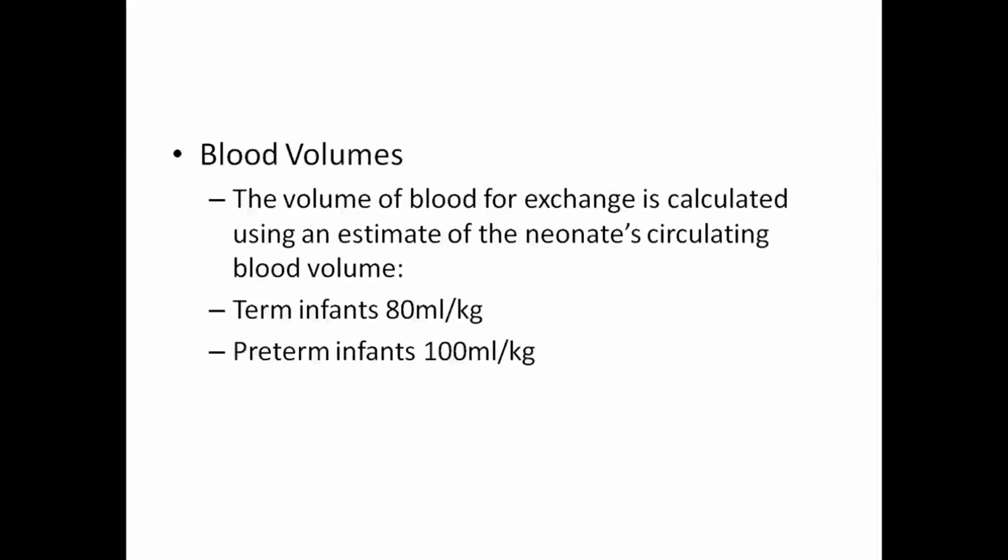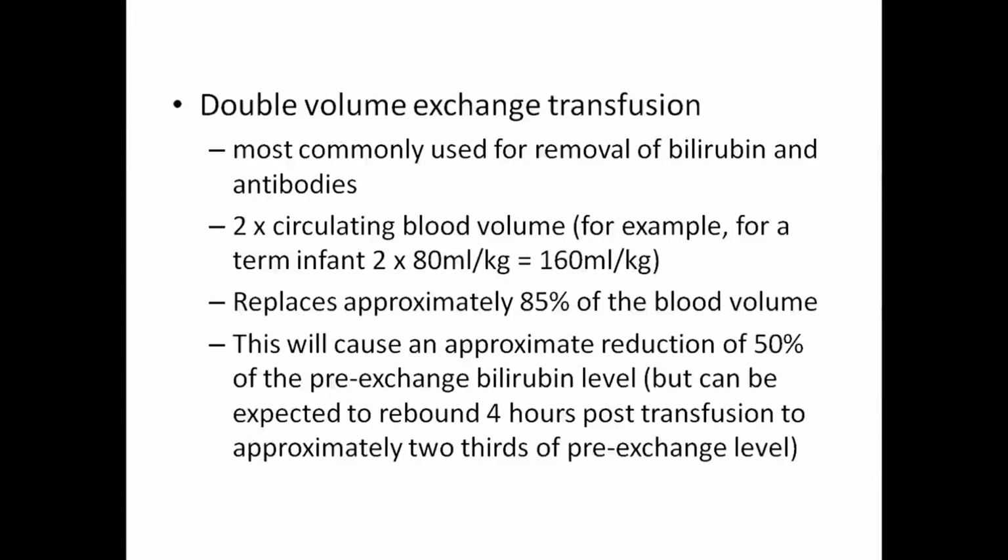Blood volume. The blood volume for exchange transfusion is calculated by using an estimate of neonatal circulating blood volume. In term infants, it is around 80 ml per kg, and in preterm infants, it is around 100 ml per kg. Double volume exchange transfusion, most commonly used for removal of bilirubin and antibodies, is 2 times the circulating blood volume. For example, in a term infant, that means 2 times 80 ml per kg, that means 160 ml per kg. It replaces approximately 85% of blood volume.